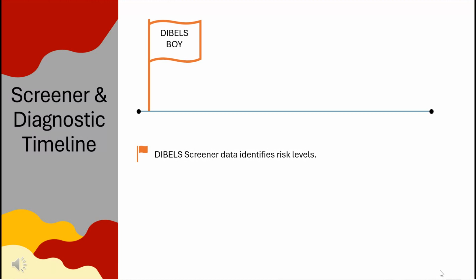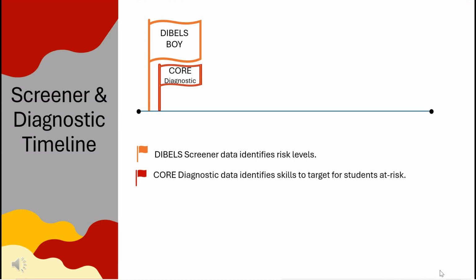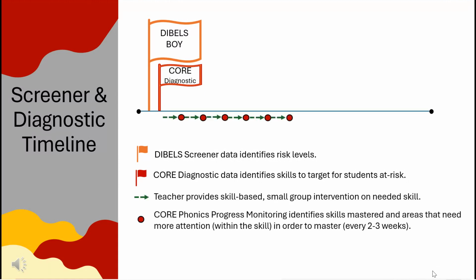Students that are at risk then need the core diagnostic. This helps to identify the skills to target for these students. Once those skills are identified, the teacher then starts intervention. This becomes a cycle to where they provide the skill-based instruction in a small group setting on that needed skill. They then, every 2 to 3 weeks, provide phonics progress monitoring to identify the skills mastered and areas that need more attention within that skill.